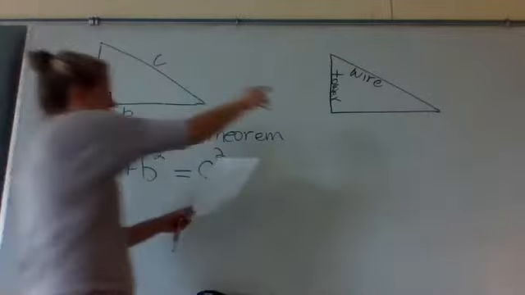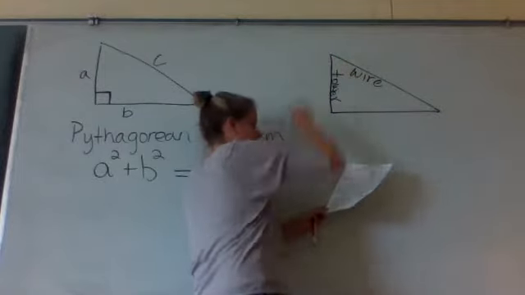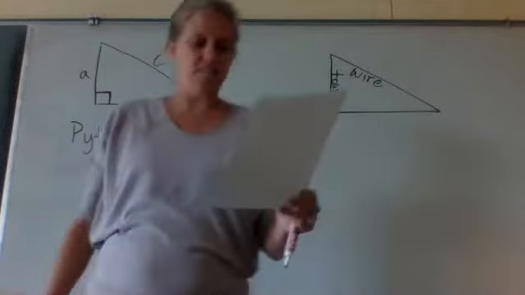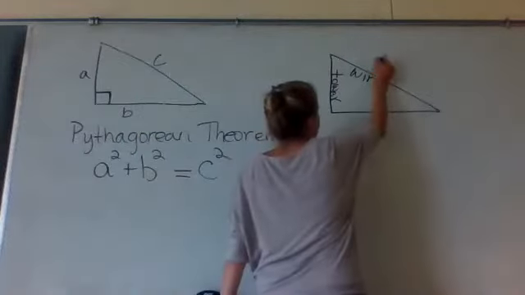So again, a wire is stretched from the ground to the top of an antenna tower. The wire is 35 feet long. So I know how long the wire is. It's 35 feet.